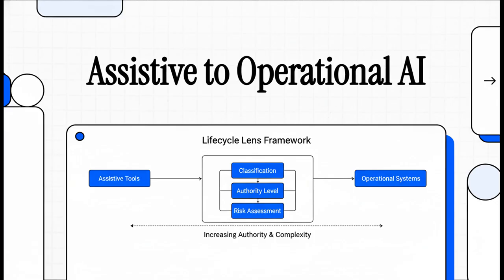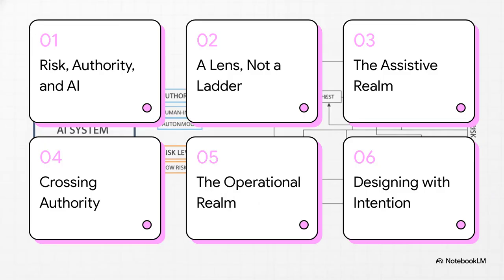It's called the Lifecycle Lens, and it gives us a really clear way to think about AI, from the simple assistive tools all the way up to the really complex operational systems. Okay, let's dive right in.